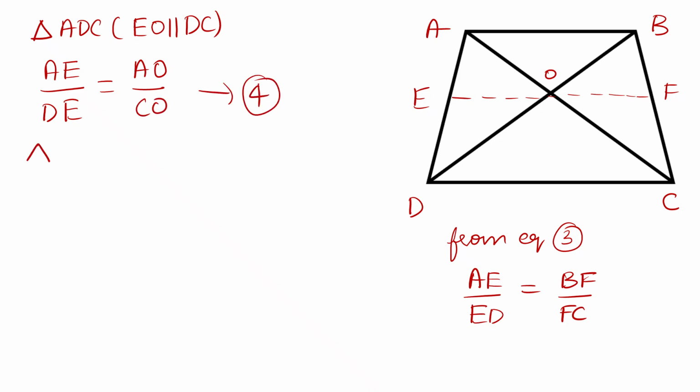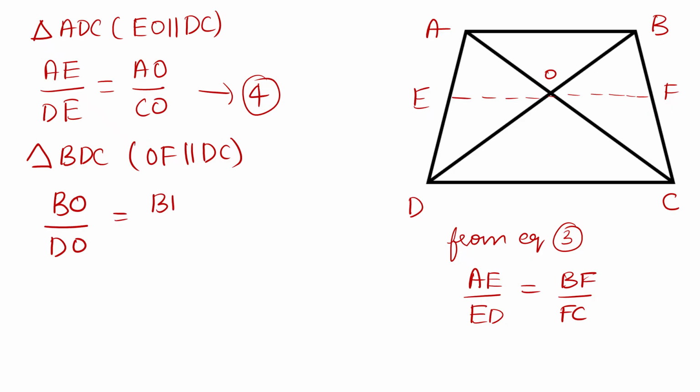Now consider the triangle BDC. In this triangle, OF will be parallel to DC as well. When I apply basic proportionality theorem in this triangle, I am going to get BO by DO is equal to BF by FC. Mark this as equation 5.